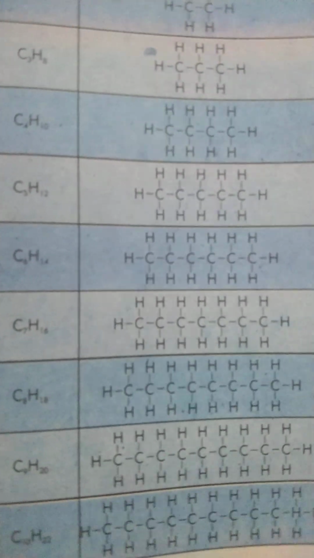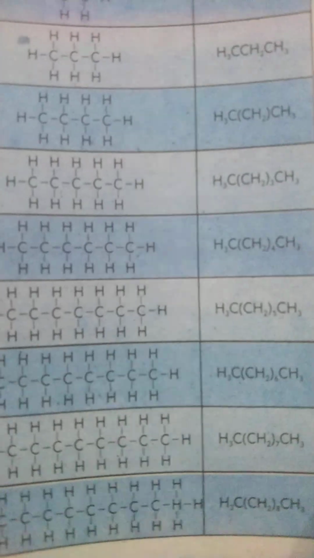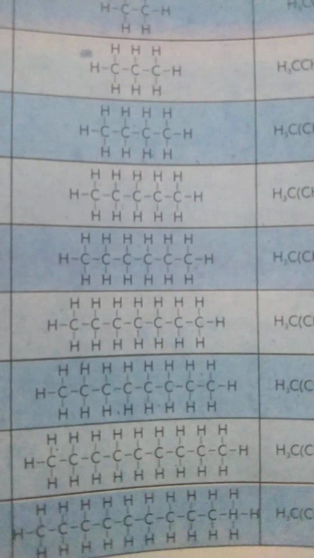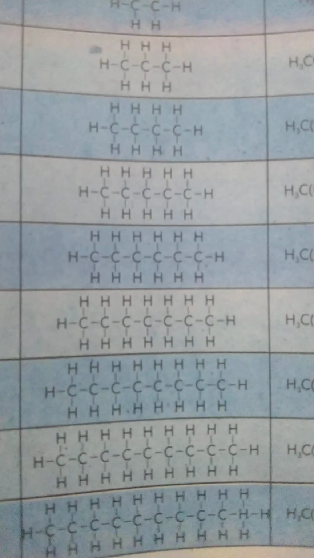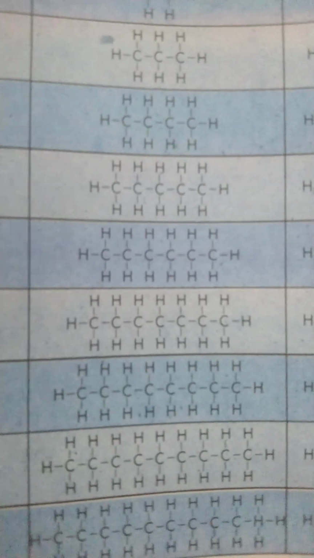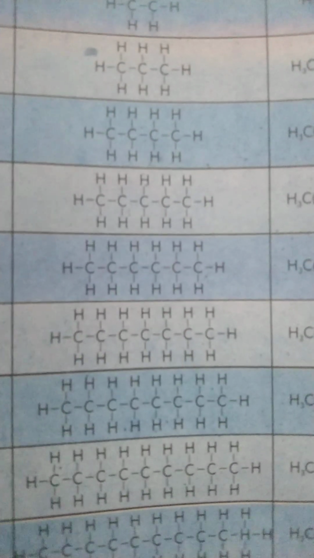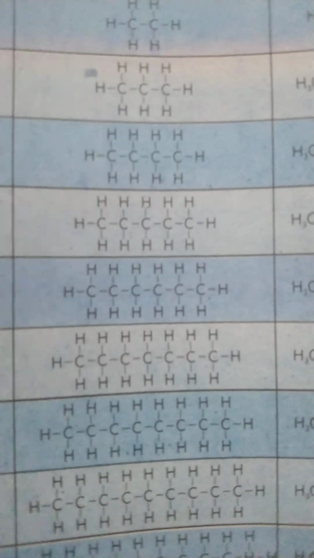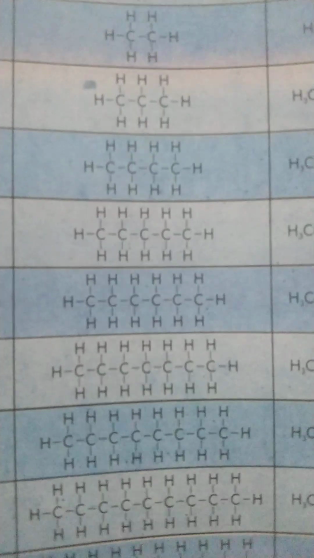All have a structural and a condensed form. The only difference between them is the lines. If the lines are omitted, they are in the condensed form. If the line is given between the bonding atoms, carbon to carbon, or carbon sharing with hydrogen, the lines represent the bonds.